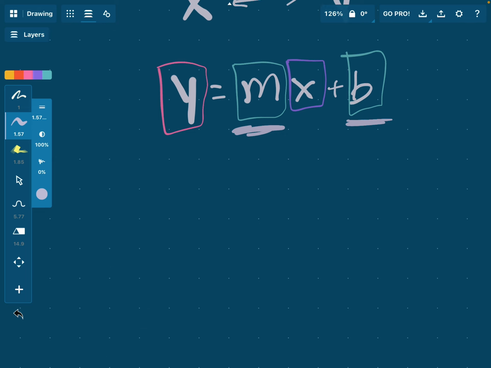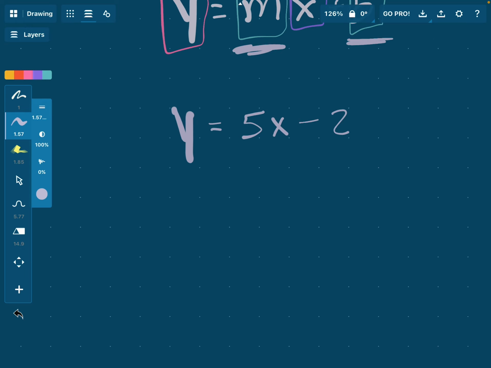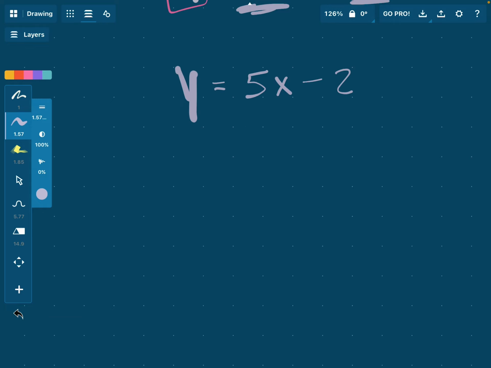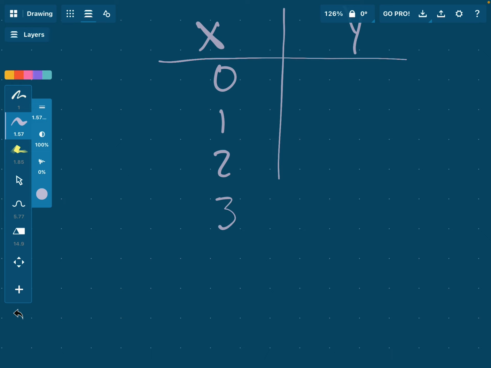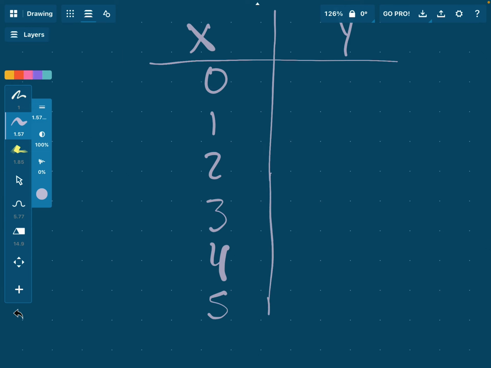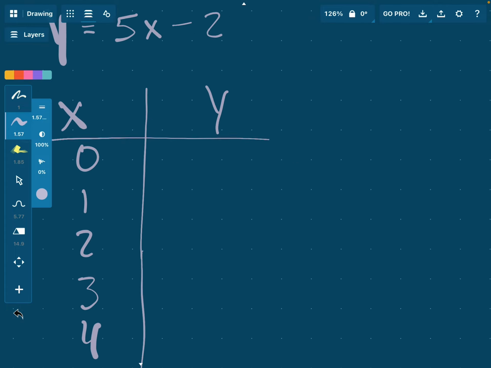And let's go ahead and look at what that might look like. So y is equal to 5x minus 2. What we do is we just start by plugging in numbers for x. So we're going to go ahead and make a little table here with x on the left and y on the right. We're going to plug in 0, 1, 2, 3, 4, and 5 in for x, and we'll see what we get out for y.